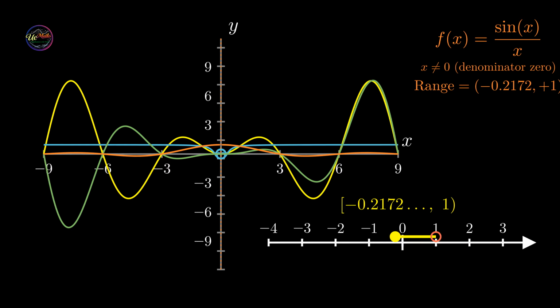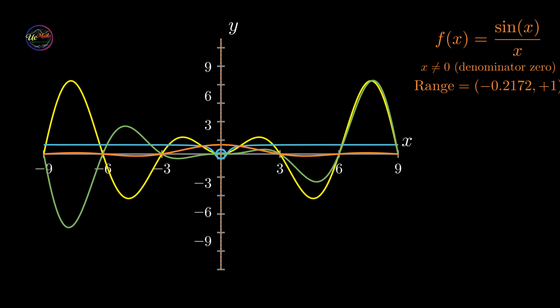Therefore, the range is from minus 0.2172 to 1, closed on the left and open on the right. Range equals the open-closed interval from minus 0.2172 to 1. It will be illustrated in explanation part.